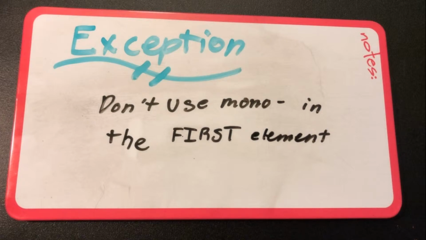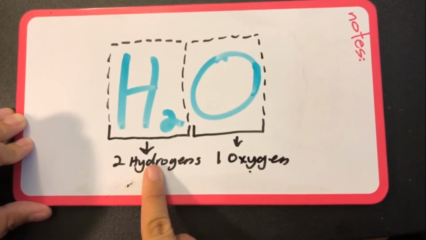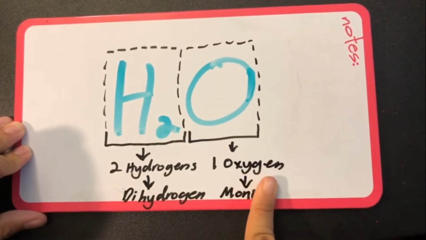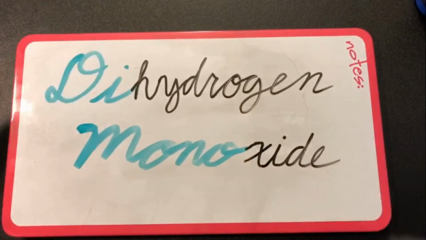Going back to H2O, we know there are 2 hydrogen atoms and 1 oxygen atom. Therefore, this becomes dihydrogen monoxide.